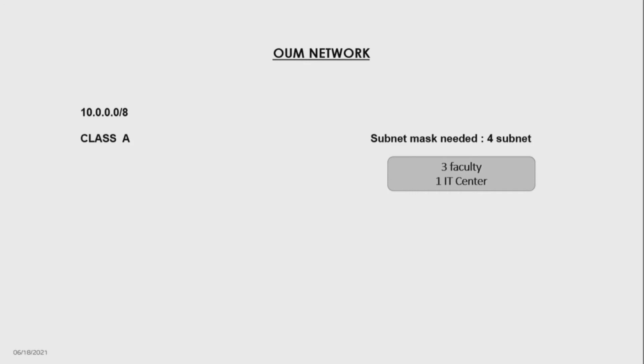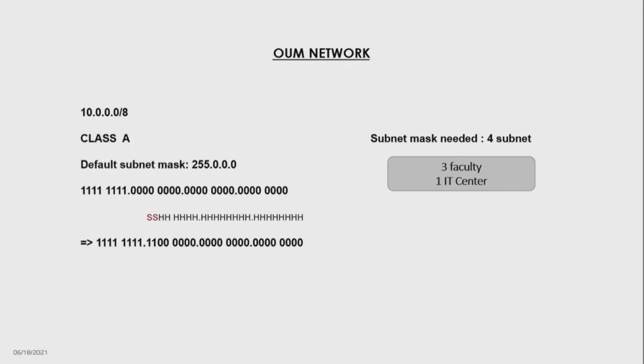Firstly, we can define the default subnet mask from Class A, which is 255.0.0.0. We can expand the network address. We can identify the number of subnet bits, which is 2. And then from there, we can convert the binary bits back into decimal, and we get 255.192.0.0. And the magic number is 64.0.0.